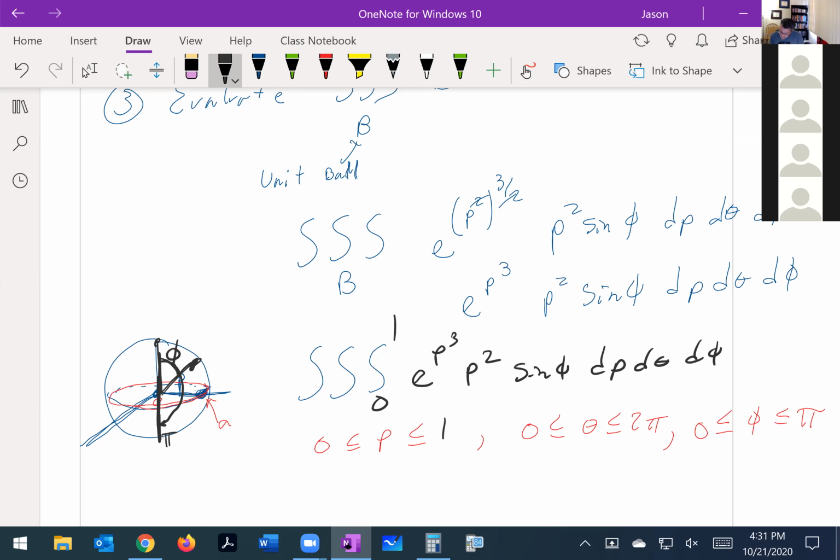Theta is going to go from 0 to 2 pi. I can say theta because that's different than p's and phi's and b's and everything else, okay?